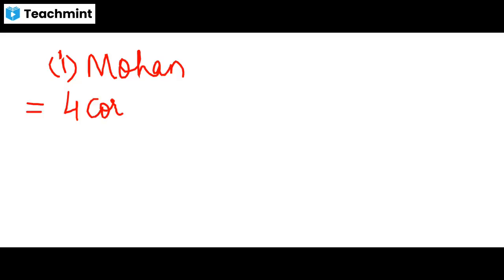Mohan gets 4 correct answers. First one, what is given? Mohan gets how many correct answers? 4 correct answers and 6 incorrect answers.